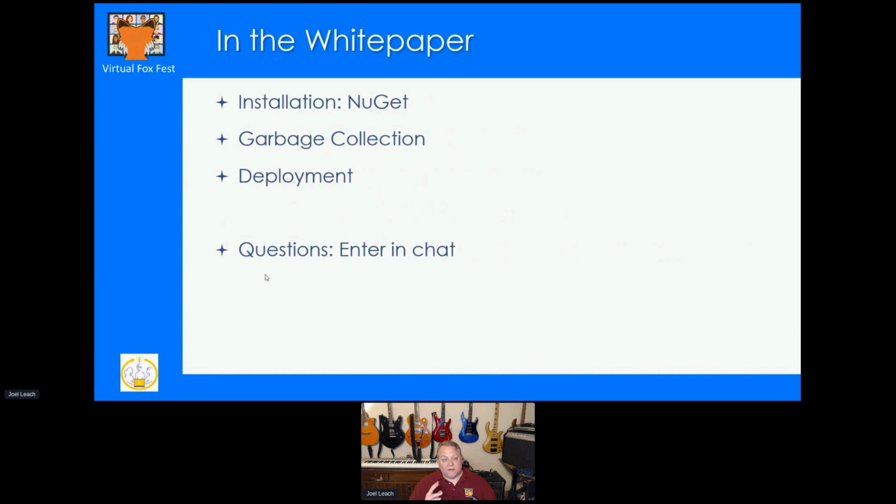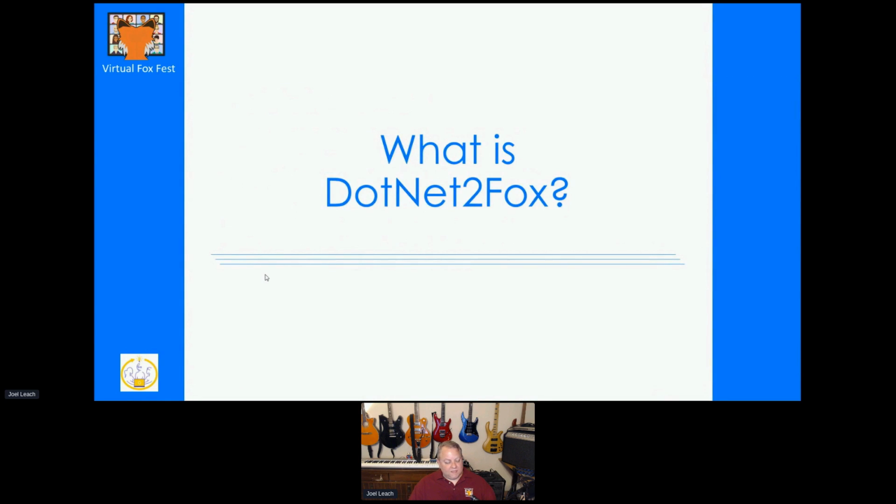There are a few things I'm not going to have time to go over in this session, but that are in the white paper. Installing .NET2Fox into your Visual Studio project. That's just a NuGet package. There's a discussion on garbage collection and COM objects in the white paper and some decisions that were made around that with .NET2Fox. And also in regard to deploying your .NET2Fox with your .NET application. And if you have any questions, enter those in chat, and I will stop periodically and ask Rick if there are any questions. Okay, let's get into it.